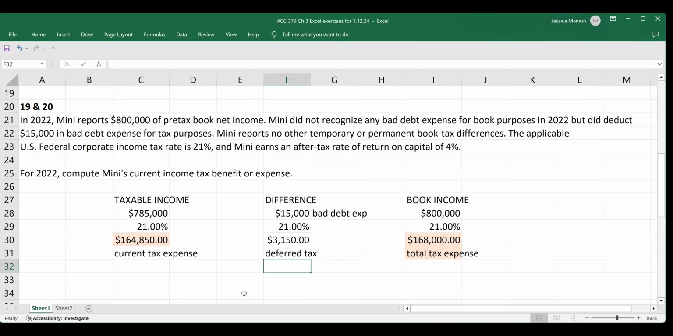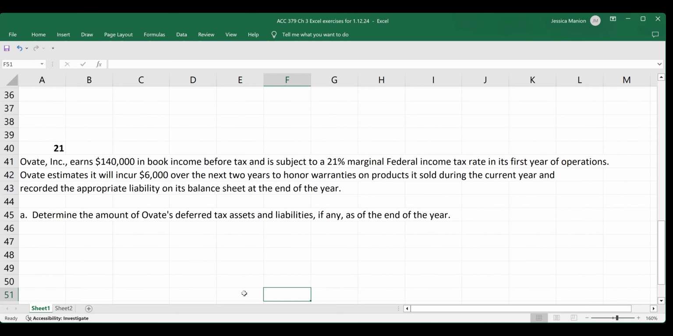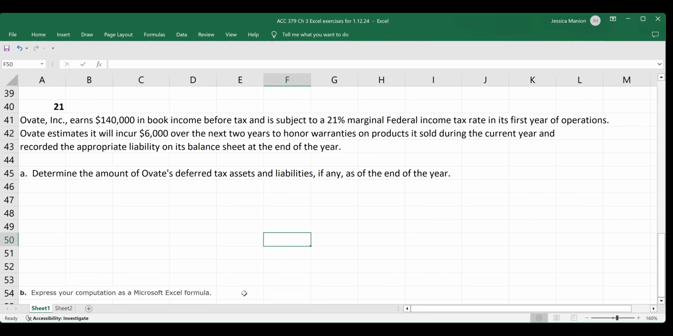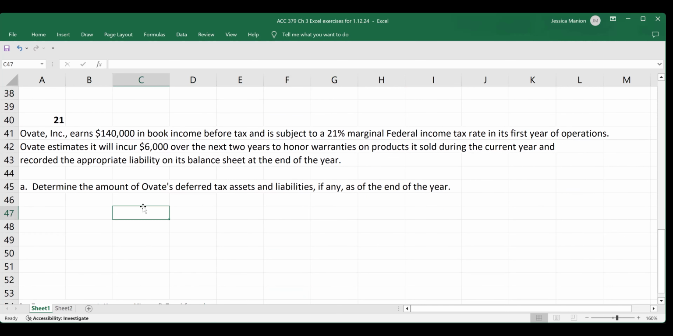Okay. All right, good. Let's look at our next one then, number 21. I'm going to set this up similar to how we set up the previous few that we've done. So again, we've got taxable income. We're going to have a difference. And then we've got book income. This is just the way it always made the most sense to me.